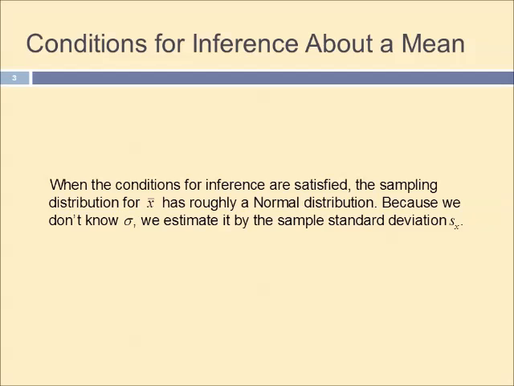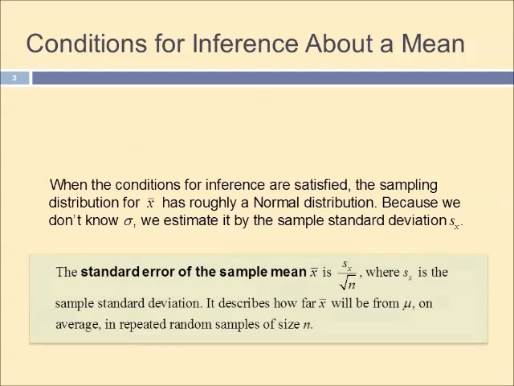So when the conditions for inference are satisfied, the sampling distribution for the mean has roughly a normal distribution. Because we don't know the standard deviation of the population, we estimate it by the sample standard deviation S, or S sub x. So the standard error of the sample mean is the standard deviation of the sample divided by the square root of the sample size. And it does pretty much what it did before. It describes how far a sample mean will be from the population mean on average in repeated random samples of a particular size.